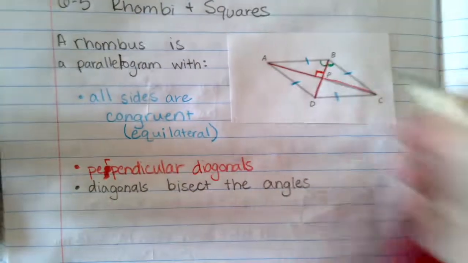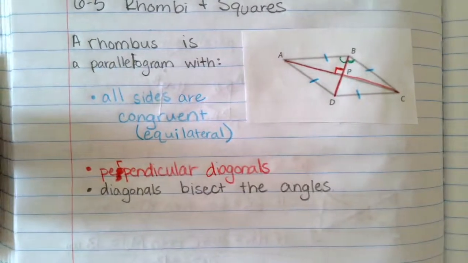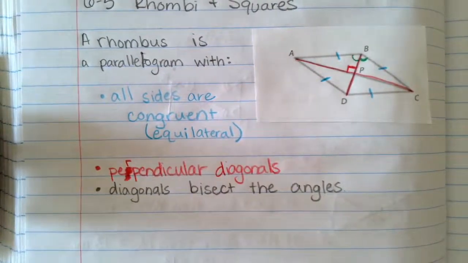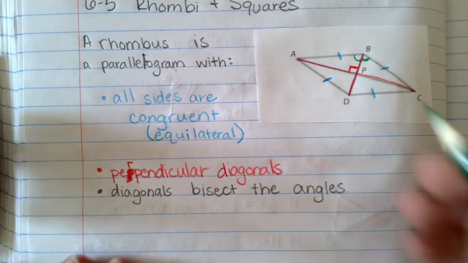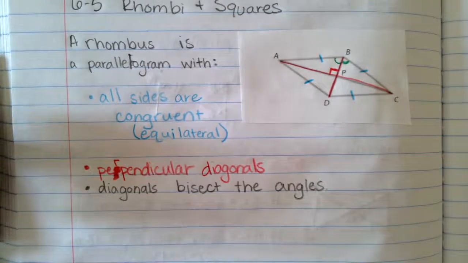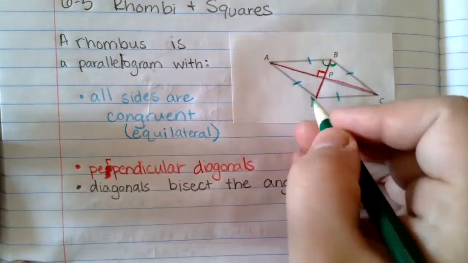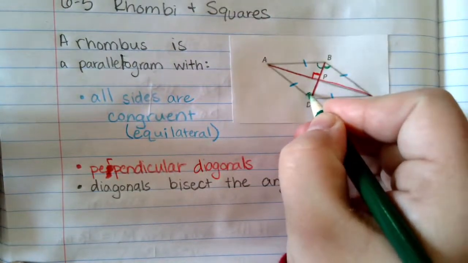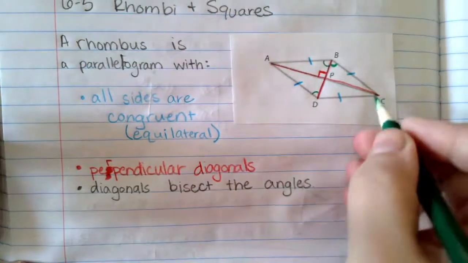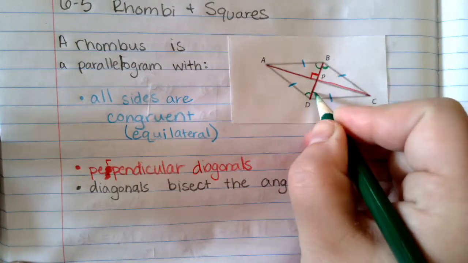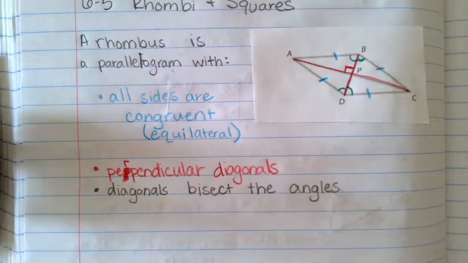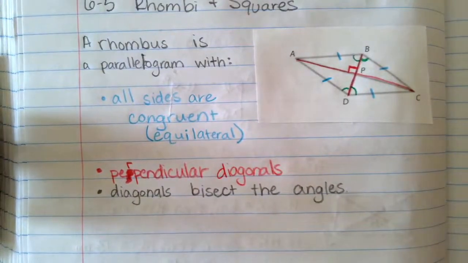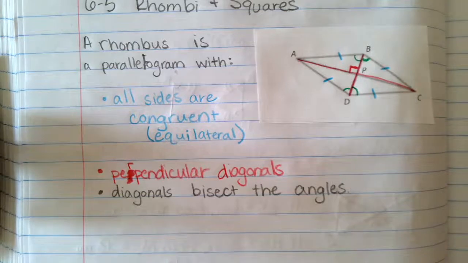But remember, B was really the same as what other angle? D, yeah. So if those are the same, what other ones are also going to be the same? ADP is going to be the same as CDP. So all four of those angles are congruent to each other. And then we can do the same thing with that other perpendicular diagonal.